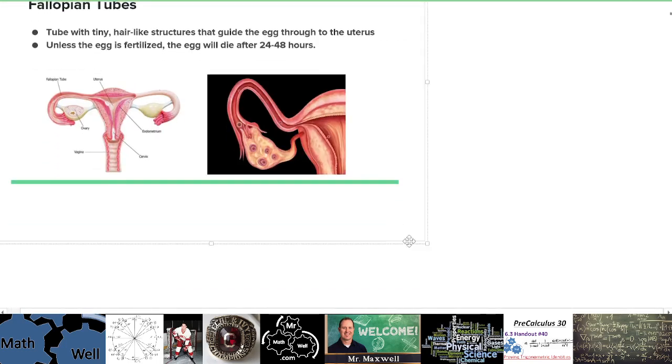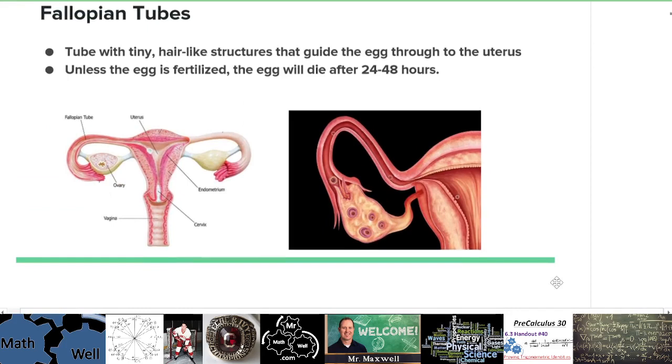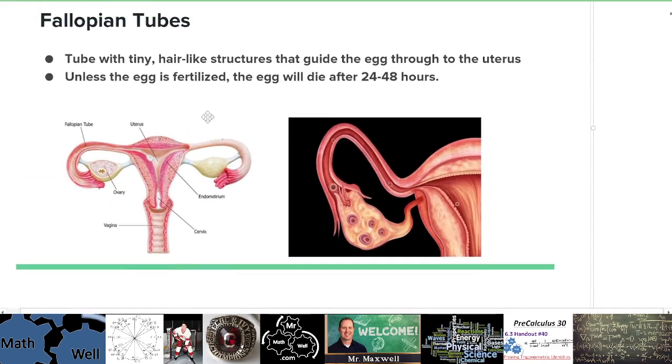All right, the fallopian tube. So from the ovary, it's connecting to the fallopian tube. This is a tube with tiny hair-like structures that guide the egg that is released from the ovary through to the uterus. So a tube with tiny hair-like structures that guide the egg through to the uterus. Okay? So remember, here's the destination, into the uterus in here.